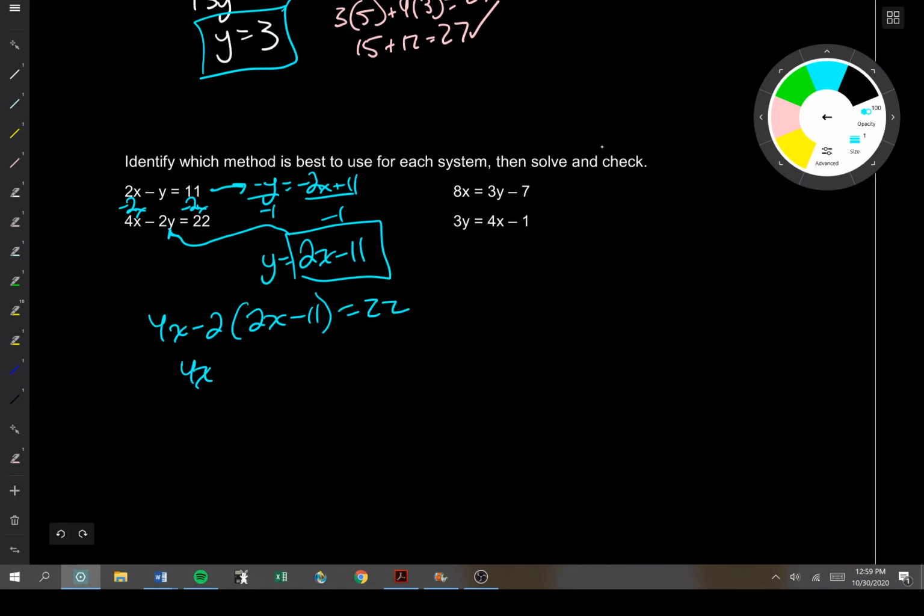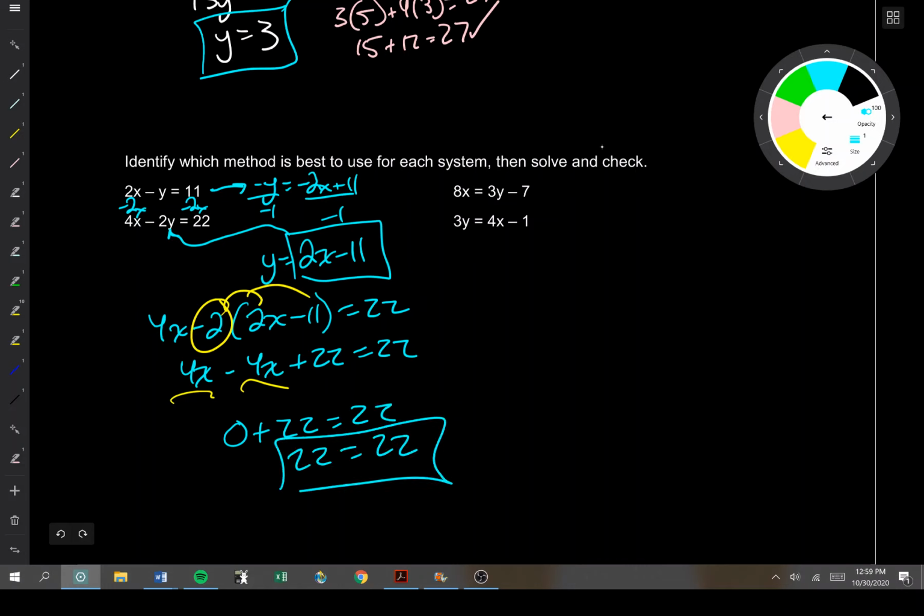And when I solve, I'm going to get 4x minus 4x plus 22 equals 22, because I had to distribute this -2 to both of these. Well, 4x minus 4x is just 0. So we get 22 equals 22. If ever you have something like 22 equals 22, or 0 equals 0, or 6 equals 6, some true equation without a variable, that means you have an infinite solution set. There are an infinite number of points that can satisfy the equations, because ultimately they're the same line.